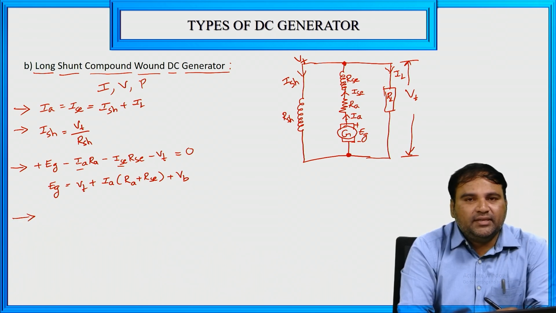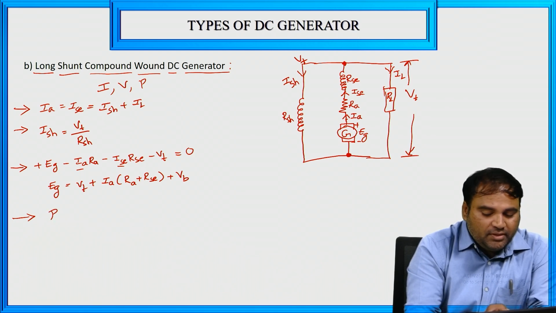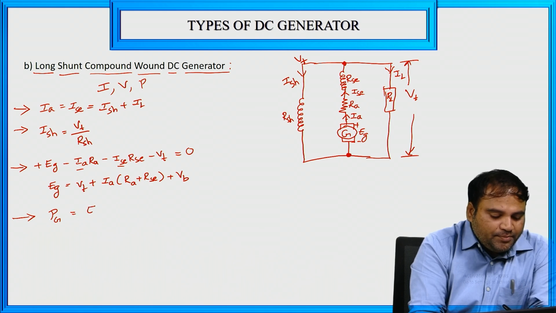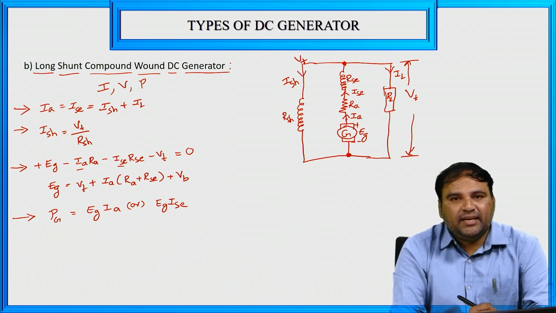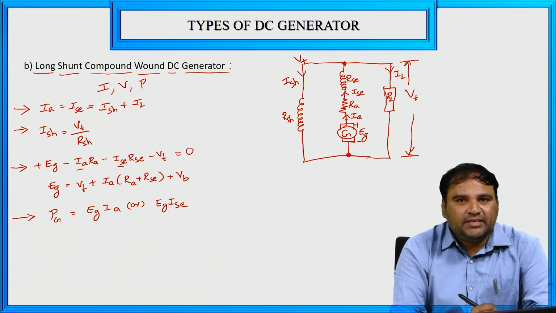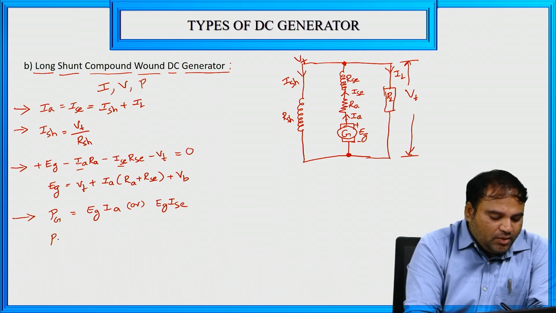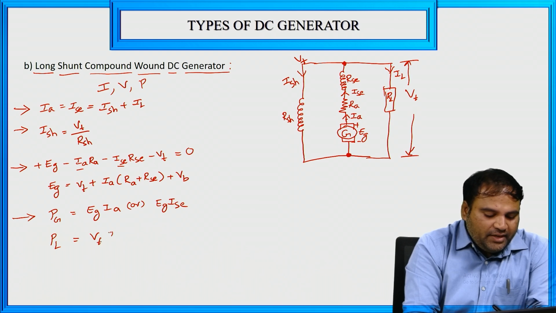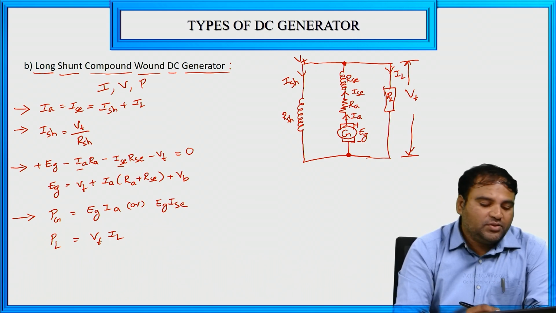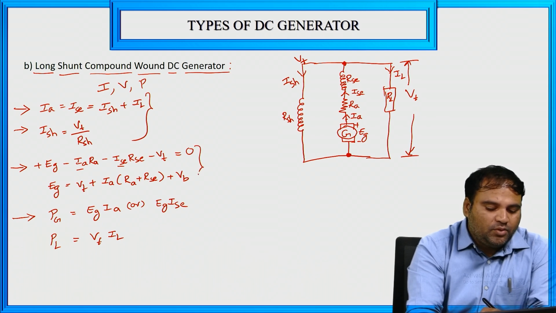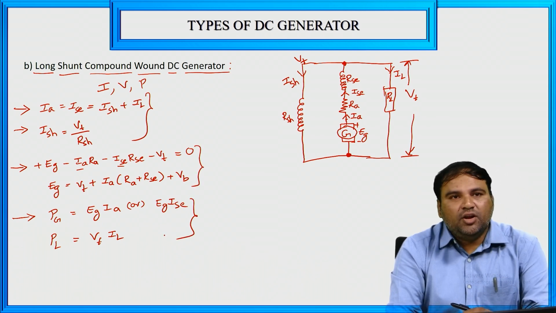Now the power relations of the generator. Power developed by the generator, that is PG equal to EG into IA or EG into ISC. This is power developed by the DC generator. And power from the load is equal to VT into IL or IL square into RL or VT square divided by RL. So we can take any equation, right? So these are the current relations, voltage relation and power relation of the long shunt compound DC generator. Okay, so these two belong to compound wound DC generator.